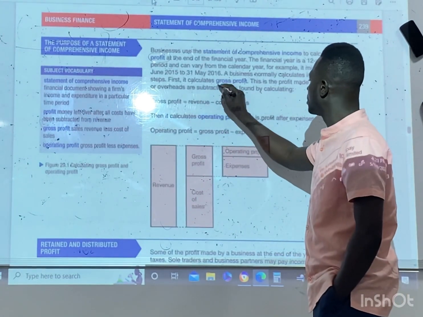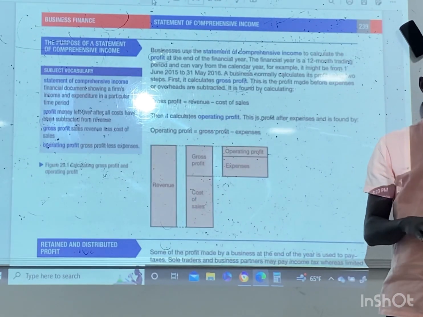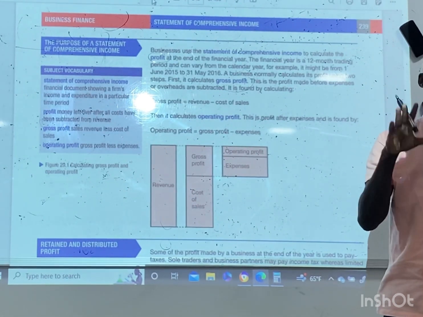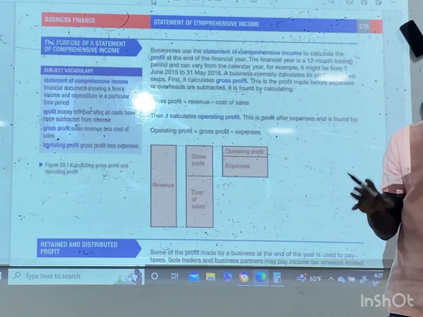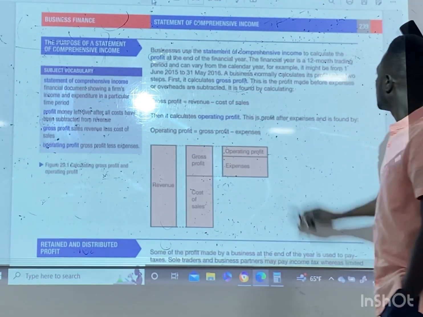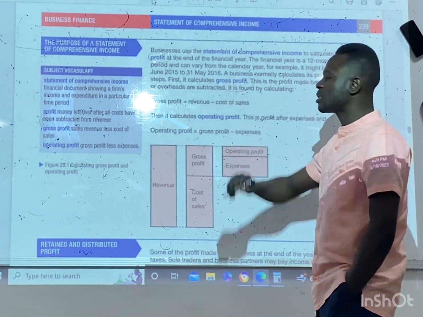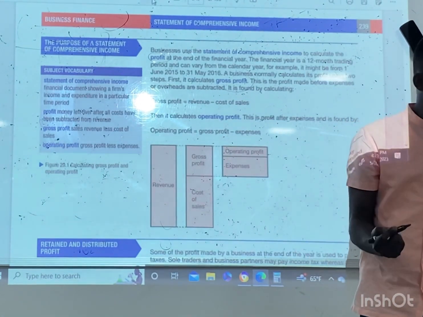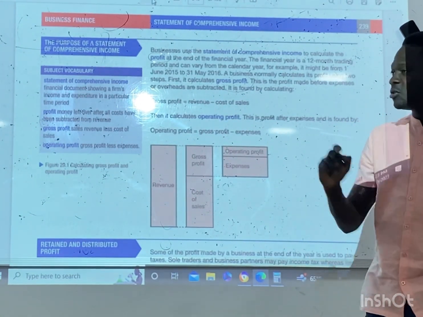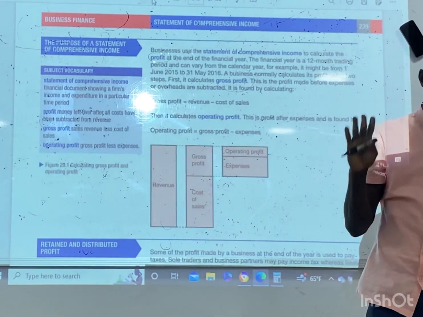First, it calculates the gross profit. So how do you calculate your gross profit? So your gross profit is your sales minus your cost of sales. Your sales minus your cost of sales. So let's look at this side. Gross profit. This is the profit made before expenses or overheads are subtracted. We already know what overhead is, your office expenditures. So you calculate your gross profit before the profit for the year, which is the net profit.